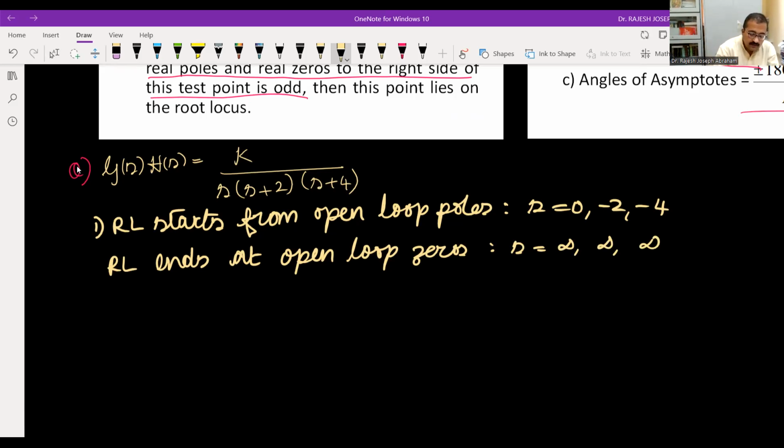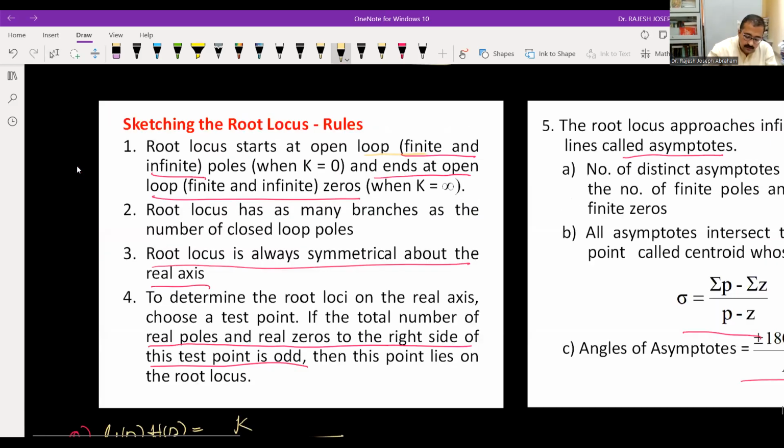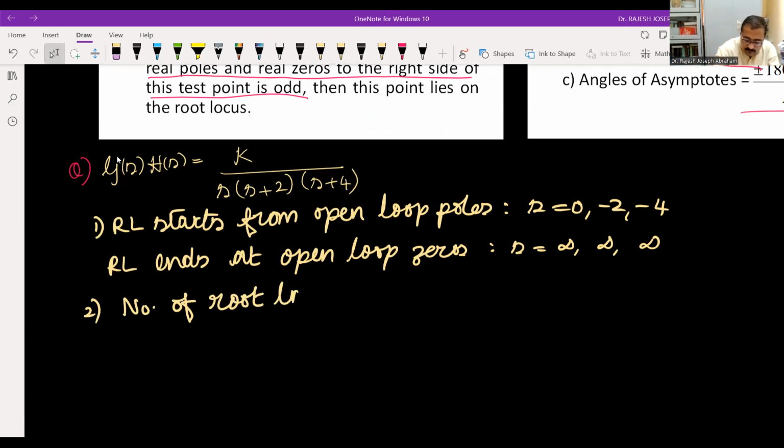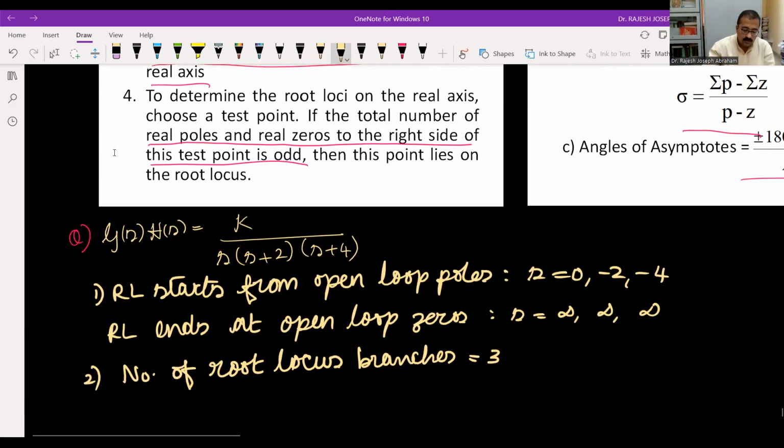Then what was the next step? The root locus has as many branches as the number of open loop poles. The number of root locus branches is the same as the number of open loop poles or the number of closed loop poles. So it is 3. There are 3 root locus branches.